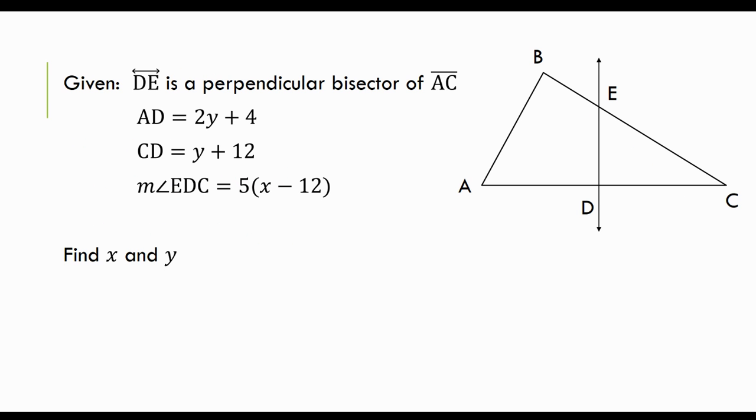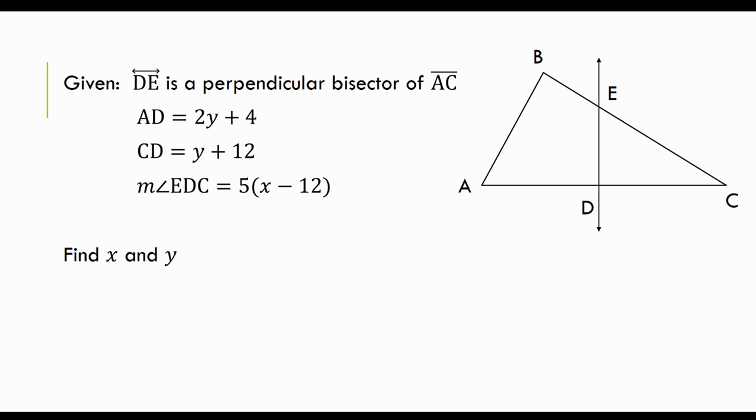Let's take a look at this one. It says that the line DE is a perpendicular bisector of the segment AC. So I would highly suggest that you sketch a picture. And then because we're talking perpendicular bisector, there's 2 vocab words, which means there's 2 different things that we're going to be able to mark in our picture.